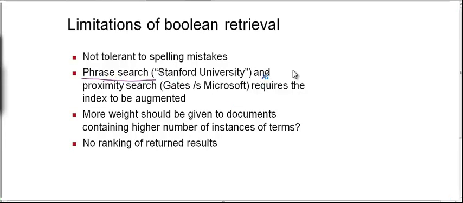We need to learn how to handle phrase search, where the word university must appear immediately after Stanford. So you can guess that we'll need to keep track of positions of words within documents in order to handle phrase search and also proximity search. If you want Gates within the same sentence as Microsoft, you need to keep track of positions of words within documents, and that is something we haven't kept track of in this simple search engine, which is why we can't answer such queries. So we'll see how to augment the inverted index we've built to handle these queries.